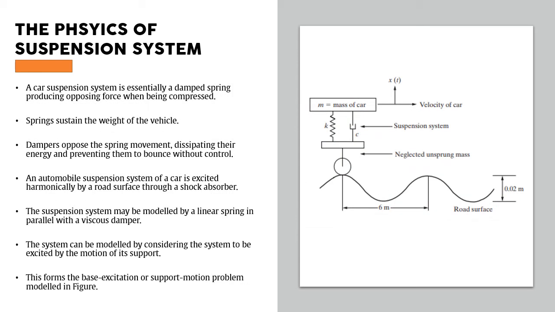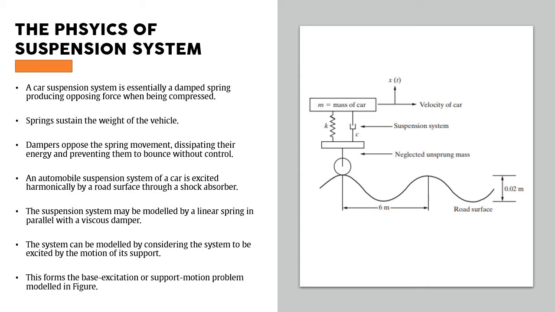Moving on, I'll first begin by explaining the physics of the suspension system. Basically, a car suspension is essentially a damped spring, which produces an opposing force when the spring is compressed. An automobile suspension system is based on two components. First is the spring, and second is the damper. The spring sustains the weight of the vehicle, and the damper, on the contrary, opposes the spring movement. The damper dissipates the energy and prevents the car from bouncing without control.